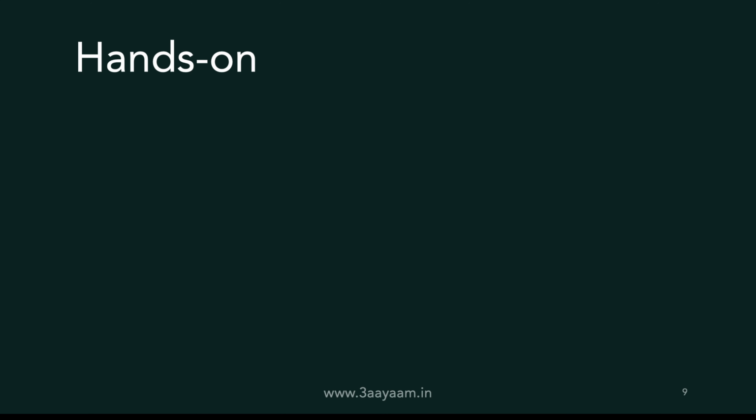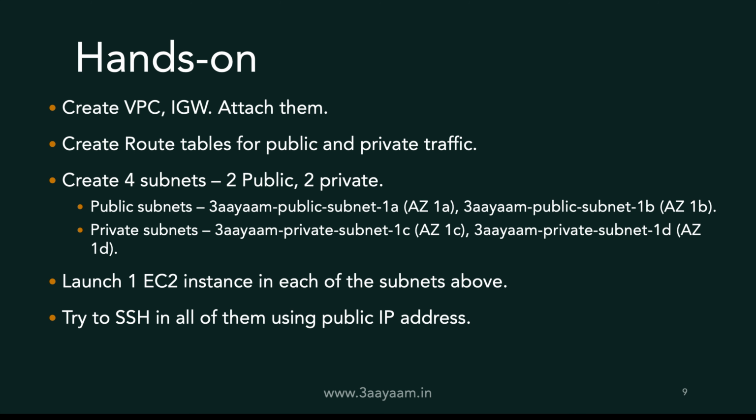So enough of theory, let's do some hands-on. So what will I do? I'll be creating a VPC, I'll be creating an internet gateway and then attach them. I will also create route tables for public and private traffic. And then we'll be creating 4 subnets. 2 would be public subnet and 2 would be private subnet.